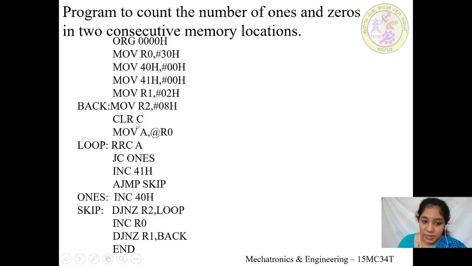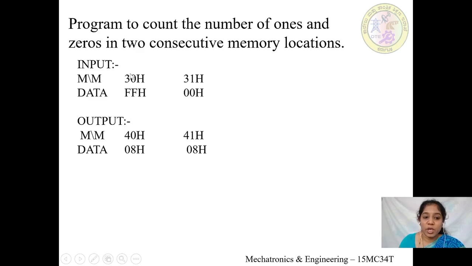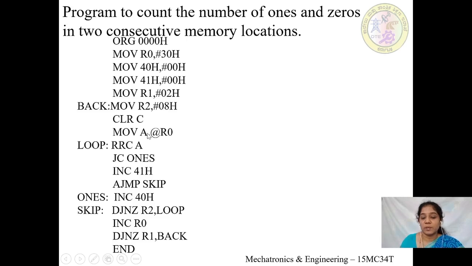First I clear the carry, the previous contents of my carry, and I am taking the data into the accumulator. So MOV A, @R0. The contents of memory location 30H, that is FFH, will be loaded into the accumulator.